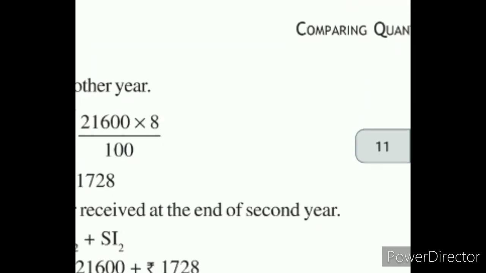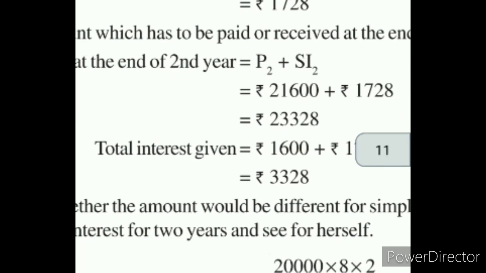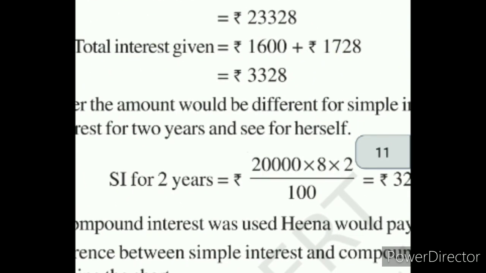Now using that principal, for the same rate of interest, we calculate second year interest. The same simple interest formula we are using. Here also the time period is 1 only. That gives 1,728. Next you find the amount: P2 plus SI2. P2 means second year principal, plus second year interest, you will get second year amount. That is 23,328.